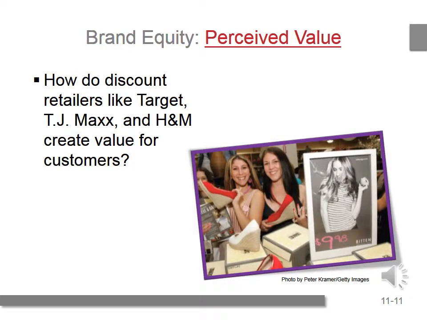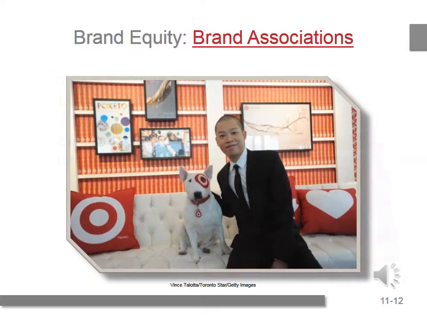Students, how do discount retailers like Target, TJ Maxx, and H&M create value for customers? These retailers offer design products at reduced prices. In some cases, they use well-known designers for their lines of clothing. I provided an H&M link inside of D2L. I ask you to examine. Target teamed up with high fashion designer Jason Wu to create reasonably priced yet very fashionable apparel.